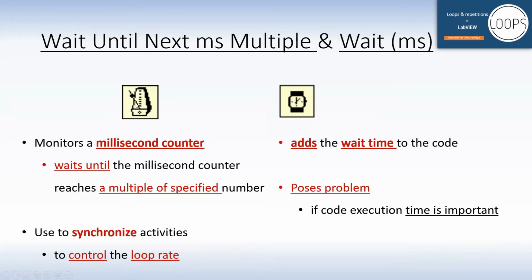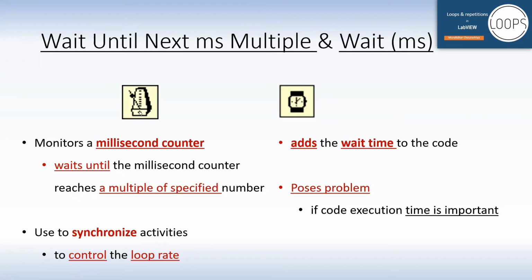Means if you give some value to this, it will count that many milliseconds, and then the next cycle will run. It monitors the millisecond counter, and whatever number you give, it will wait that long for the next cycle to repeat. So that is very good for time-sensitive applications, and it is used to synchronize activities, like you control the loop rate. If you don't want two cycles to run with different time delays, you make both cycles have the same time.